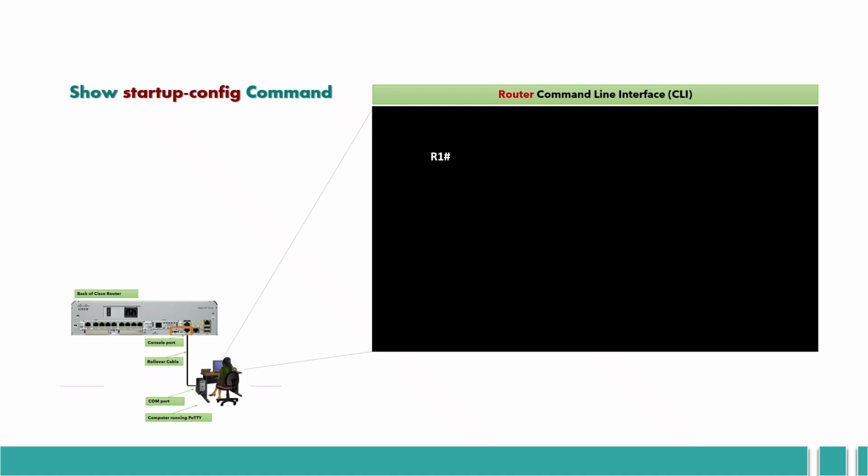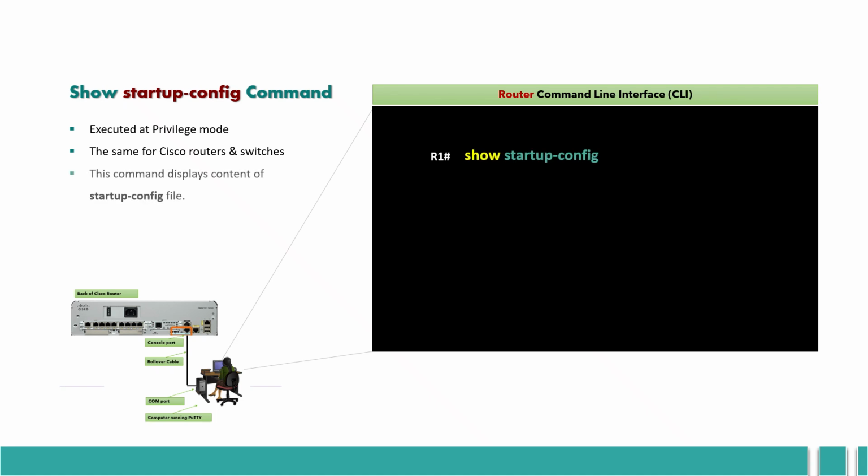Another show command is show space startup-config. This command must be executed at privilege mode of your Cisco router or a switch. It is the same for both devices. For example, if at privilege mode you type show space startup-config and press enter, the content of a startup-config file will be displayed to you.